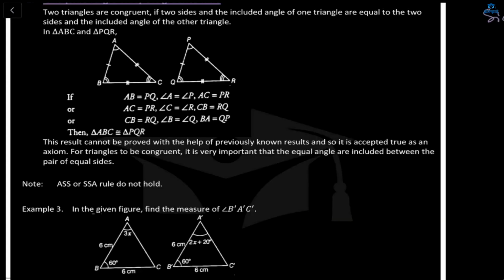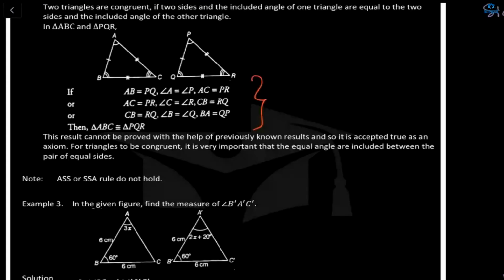Now see, it's written here. If you are proving that AB is equal to PQ, then AB is equal to PQ, angle A is equal to angle P, and then AC is equal to PR. Three will be there, because you have three sides and three angles. Now, if AC is equal to PR, then angle C is equal to angle R, and CB is equal to RQ. You don't have to do all six, but if these three exist and you have proved them, then it is proved that the two triangles are congruent.